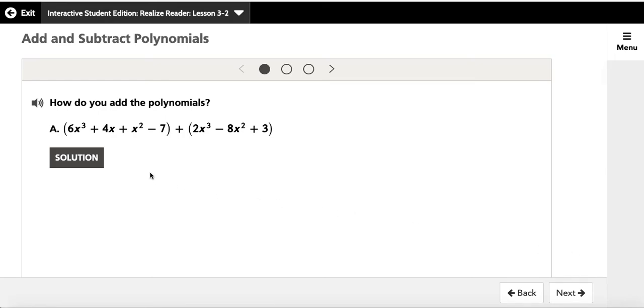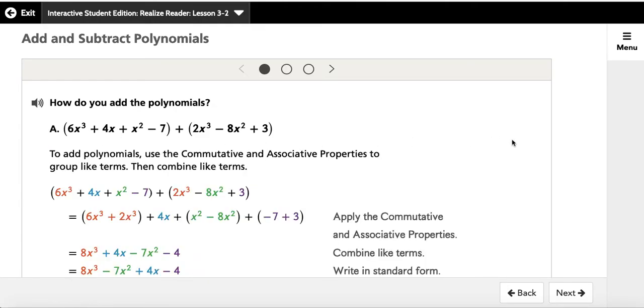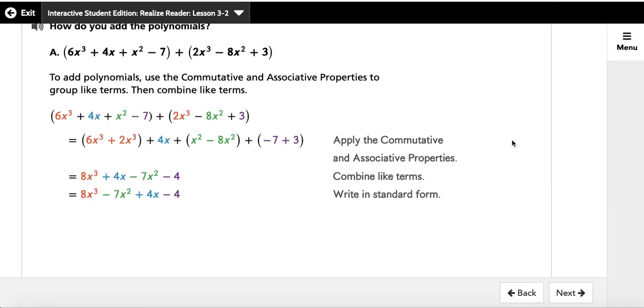How would you add polynomials? The key is to look for like terms. That's x to the third. That's x to the third. This is x squared. That's x squared. Notice they did it in a different order. So maybe that's one of the tricks, is to notice what order they put them in. They use different colors to show the like polynomials.